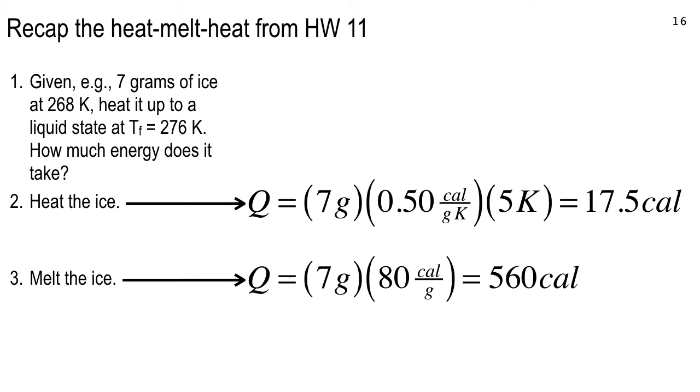Second, melt the ice. 7 grams, 80, and every gram has to get 80 calories to bust it up from a solid into a liquid. A little bit of creative destruction. So that works out to 560 calories.